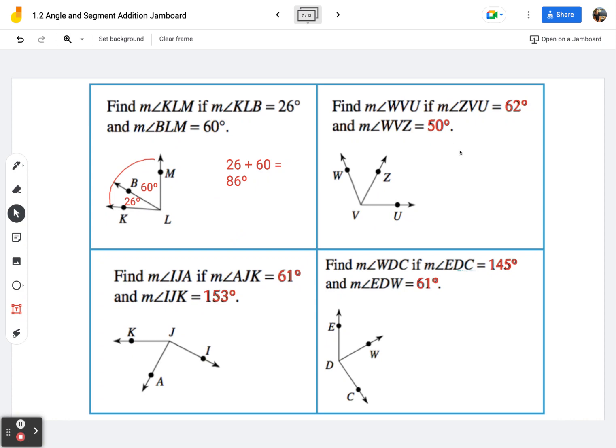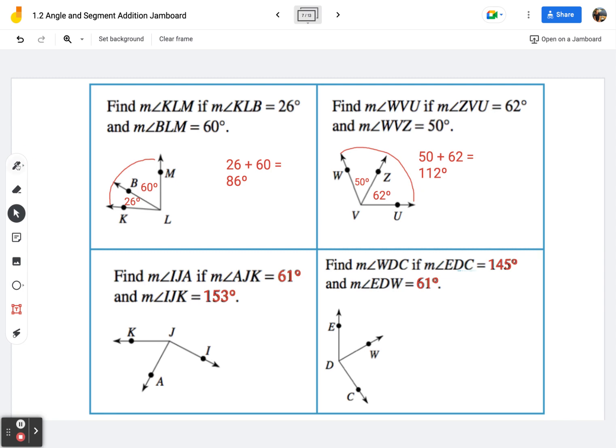Now the example right next to it, find the measure of angle WVU. So again, we're looking for the measure of the larger angle, and the measure of the two smaller parts have been given. ZVU is 62 degrees, and WVZ is 50. Once again, we're going to apply the angle addition postulate. Because these two angles are adjacent, they share that ray, so the measure of the larger outer angle is 112 degrees, which is 50 plus 62.